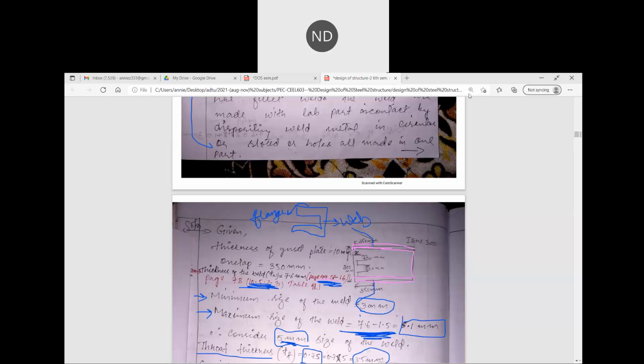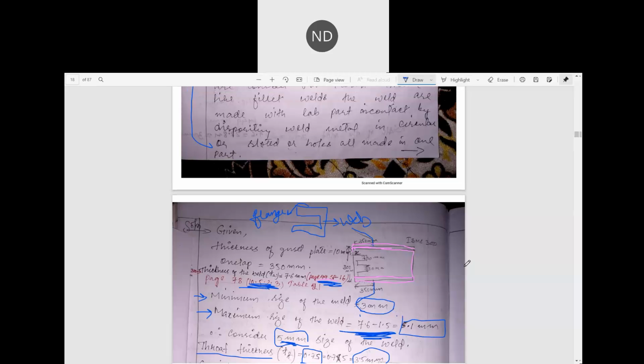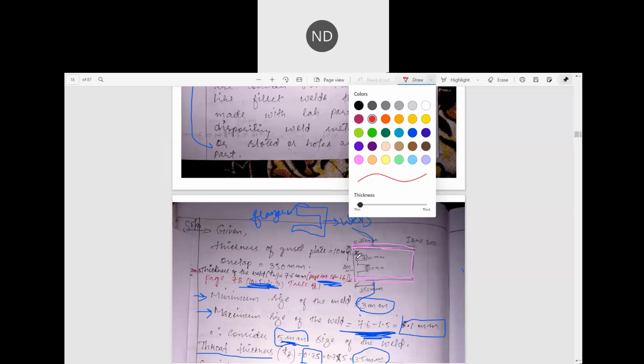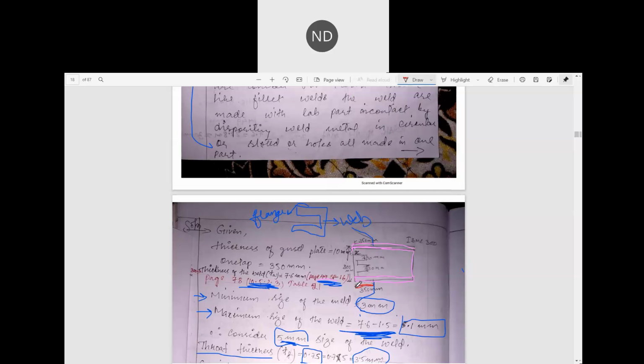So this is our overlap, this portion. If I mark it in red color, this portion is your overlap portion. That means this gusset plate is connected with this channel section, and this much is the overlap, 350. And this plate size we already know, the length of the ISMC 300.